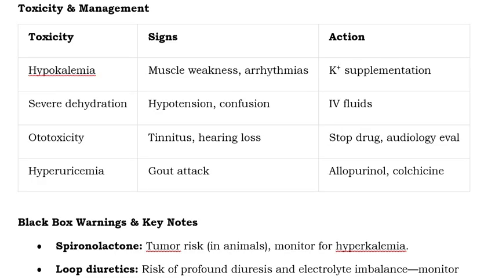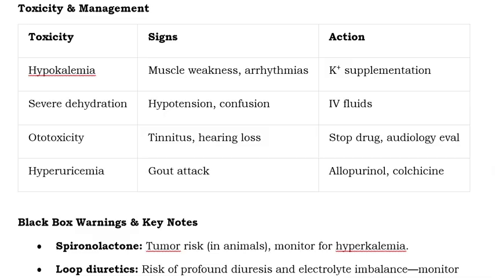Recognizing toxicity signs is crucial for quick action. If a patient develops unexplained muscle weakness, palpitations, or any heart rhythm irregularities, immediately think hypokalemia. Check their potassium level and give potassium supplements if it's low. Severe dehydration might show up as a big drop in blood pressure, confusion, or extreme dizziness. This often needs treatment with intravenous fluids, IV fluids. Okay, IV fluids for severe dehydration.